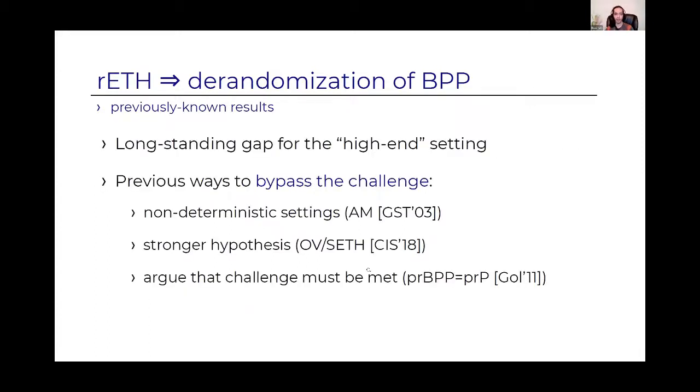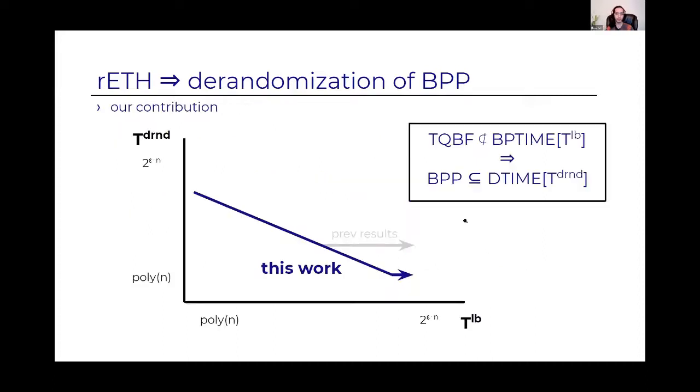And this gap for the high-end setting has been long-standing, and there have been various previous ways to bypass it. For example, to move to a non-deterministic setting where we can prove things more easily, or to use an inherently stronger hypothesis, like SETH, the strong exponential time hypothesis, or hypotheses from fine-grained complexity. Or perhaps to conclude that this specific challenge must be met in this specific way. And in this work, we resolve almost all of the remaining gap. So we do prove that much stronger lower bounds yield much faster de-randomization, almost up until the very end.